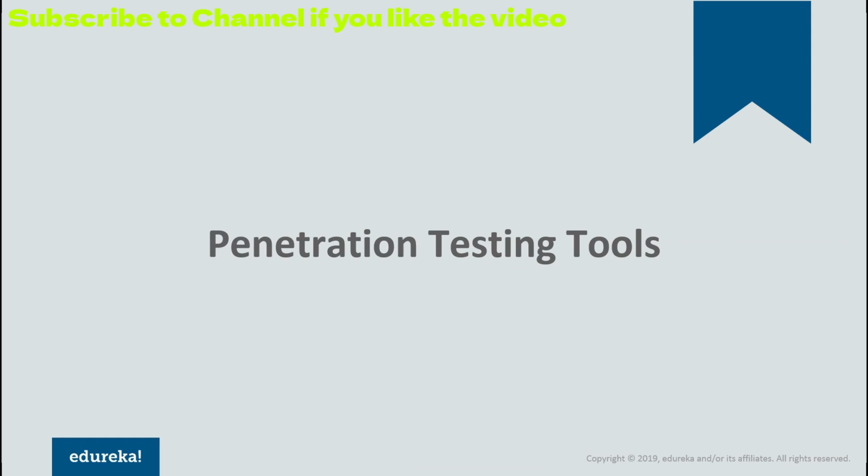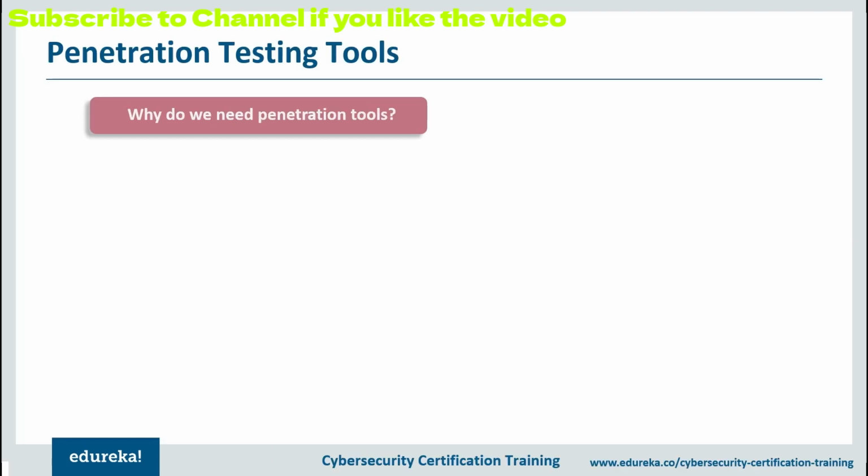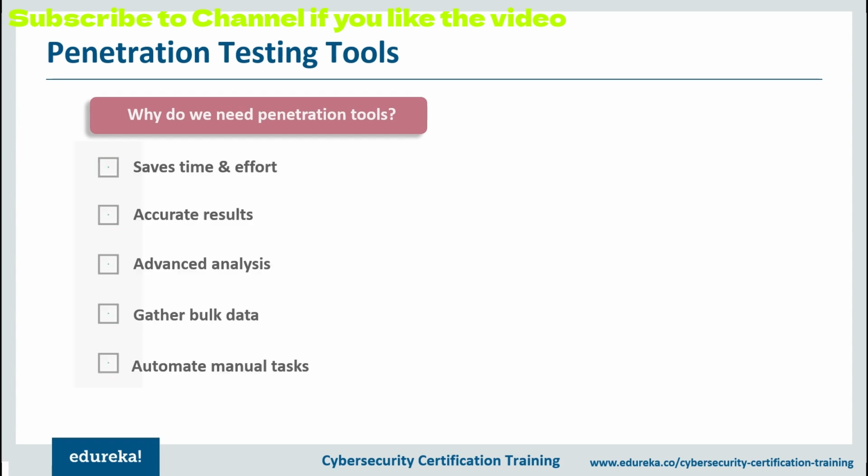Now let's talk about tools that a pen tester can use to reduce his burden and conduct the test. First of all, let's discuss why do we actually need these tools? Well, obviously, they save a lot of time and effort, so tools will identify these loopholes so that you can work on the next stage. They are more accurate with their findings, and a penetration tester cannot be an expert in all phases, right? So he can use different kinds of tools to perform advanced analysis in each phase.